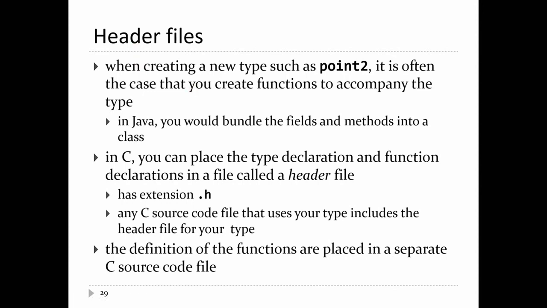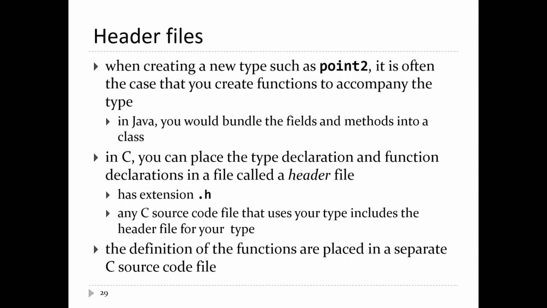So when you make a new type like point2, or later on today, when we implement a list, you're creating functions that accompany the data type itself. In an object-oriented programming language, you bundle the information that the data structure contains, plus the methods or functions that operate on the data structure, into one place. You bundle it into a class. That's the whole point of object-oriented programming.